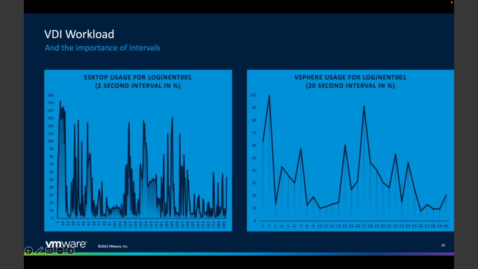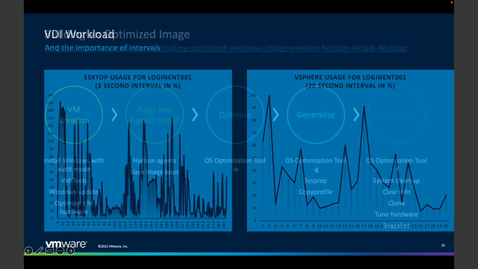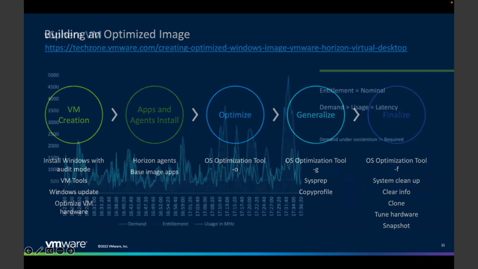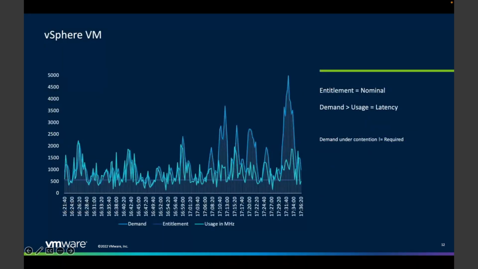Now, important to notice is that desktop usage isn't like server usage, which is much more consistent, and desktop workloads are very, very bursty. For the interest of time, I'll skip this one. I did that one the last time. Now, the VM has CPU metrics as well.